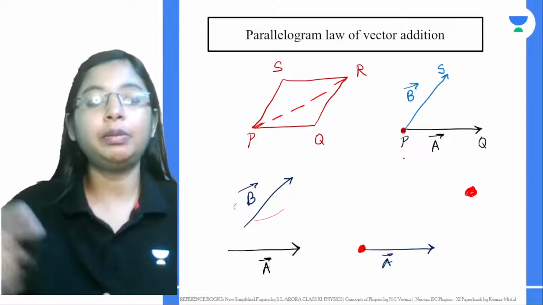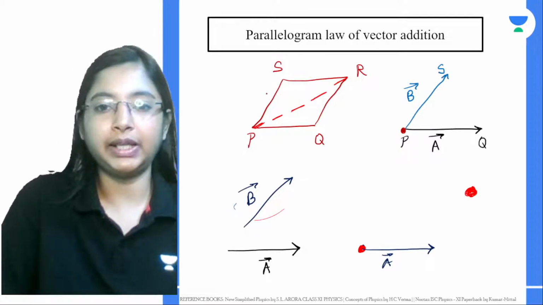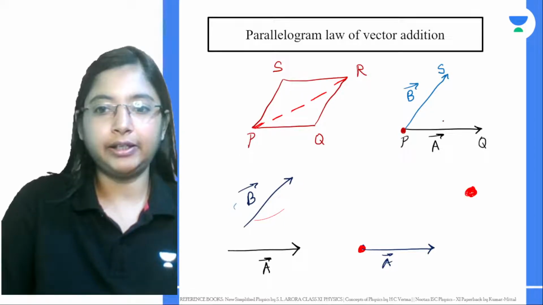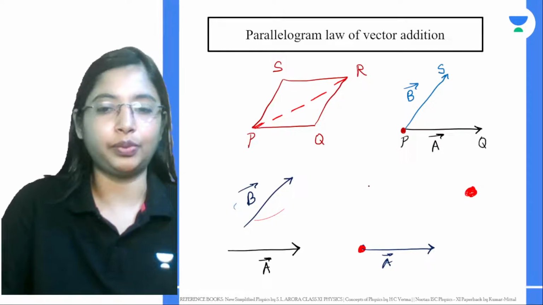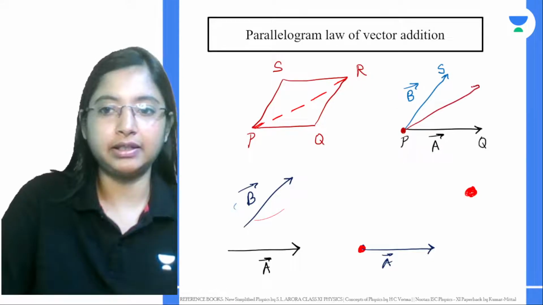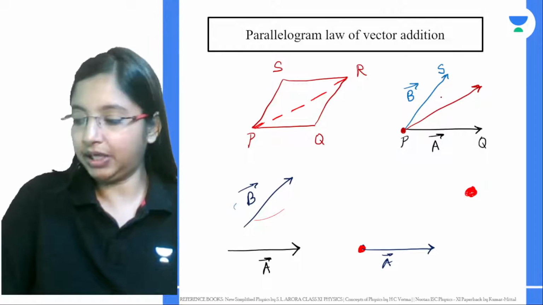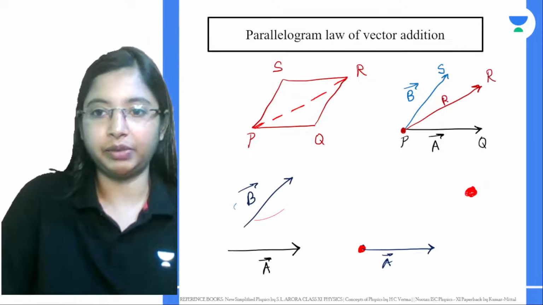Now what will be the resultant effect it is seeing? That you can actually give by taking the parallelogram law. The resultant of this effect will be given by the diagonal of this parallelogram. Look at the direction of the diagonal, it is in this direction. So the resultant will be given by this. Let's say this is R.